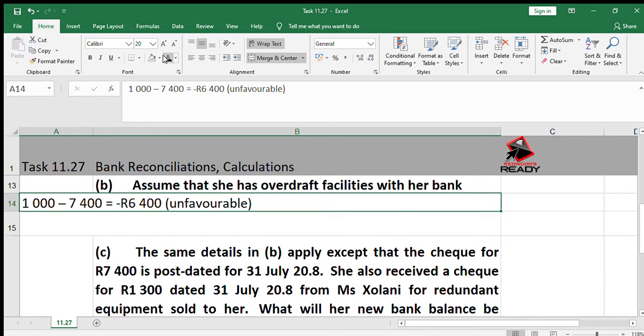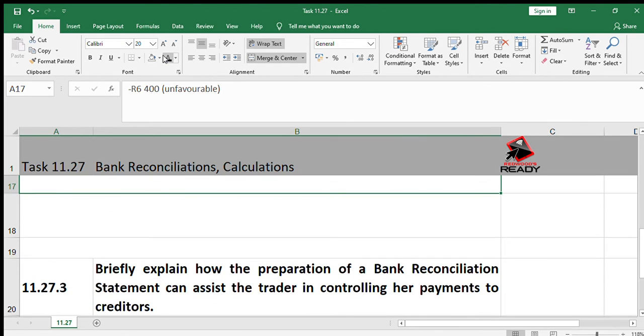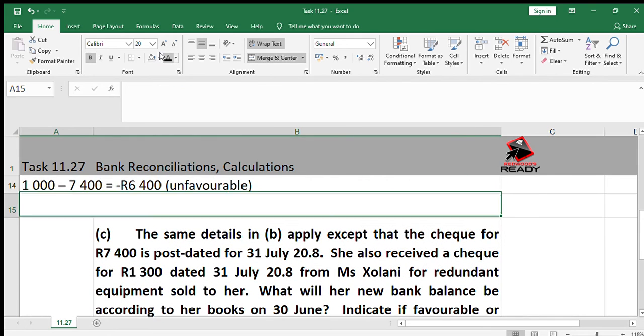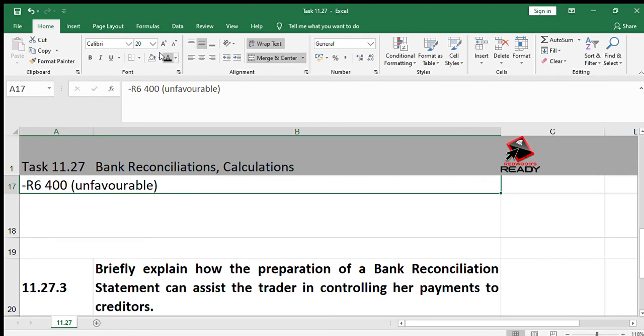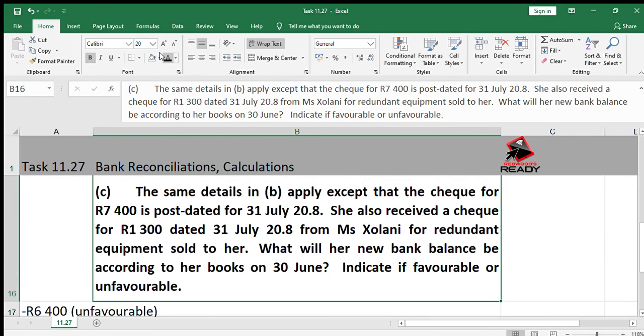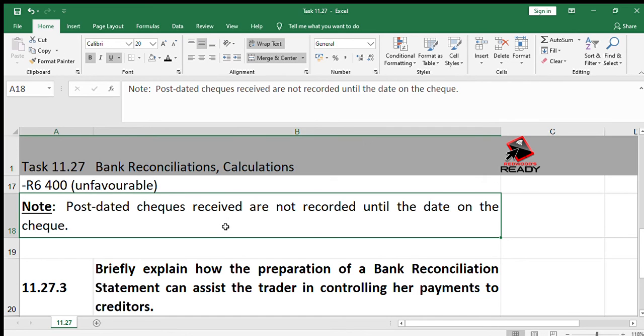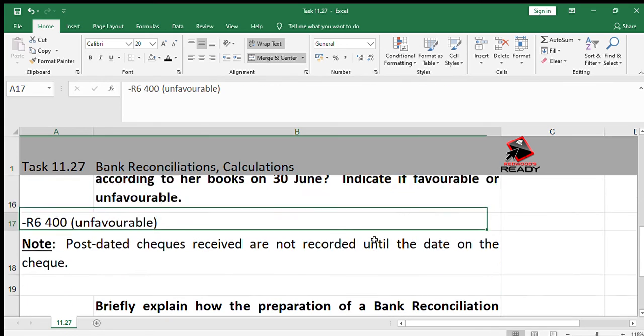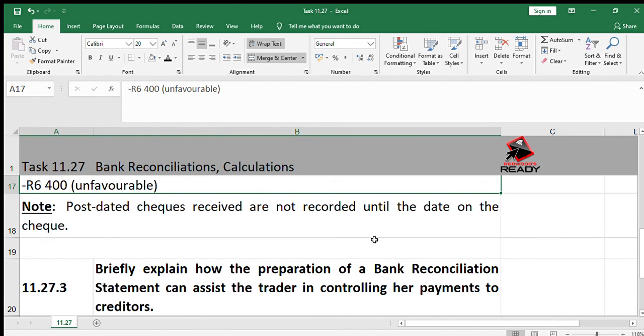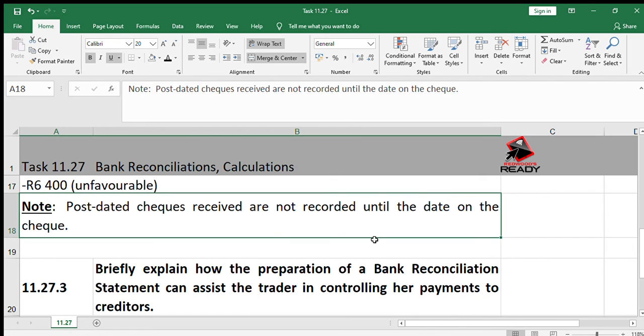The same details apply as in B, but the check is post-dated. So the answer would still be 6,400 unfavorable, because when a post-dated check is issued, it's subtracted from the bank balance. However, the post-dated check which she received for 1,300 will not affect the bank balance at all. Post-dated checks received are not recorded until the date on the check, but the post-dated check issued would be recorded and it would remain outstanding on the bank record until the date arrived.